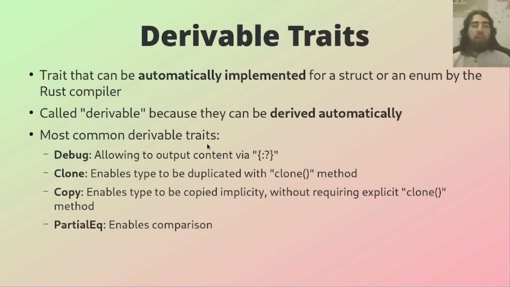Now there are also derivable traits, and we have seen that before. A trait can be automatically implemented for a struct or an enum by the Rust compiler. These are called derivable because they can be derived automatically. The most common derivable traits are Debug, allowing us to output content via the debug notation. We have seen that. Clone, which enables a type to be duplicated with the clone method. Copy enables a type to be copied implicitly without requiring an explicit clone method. And PartialEq enables comparison.